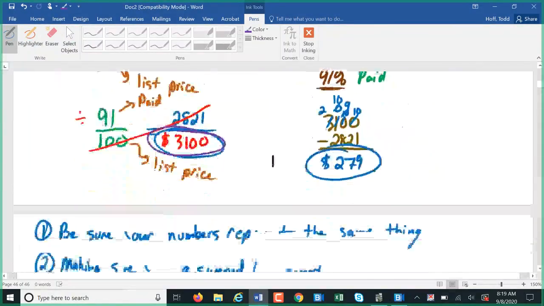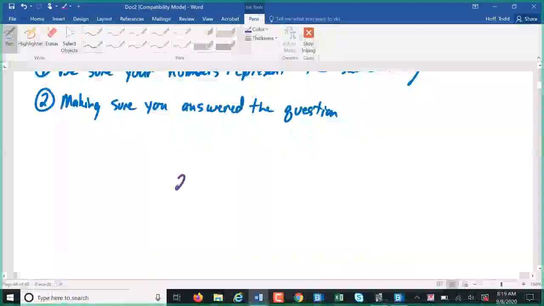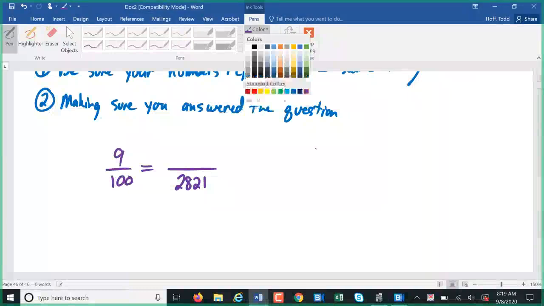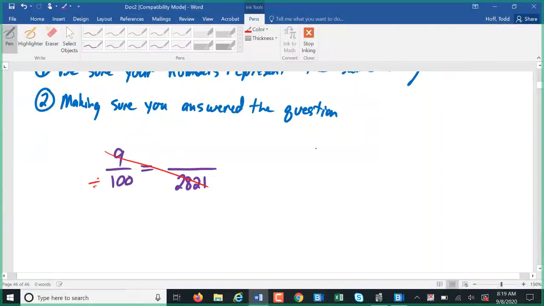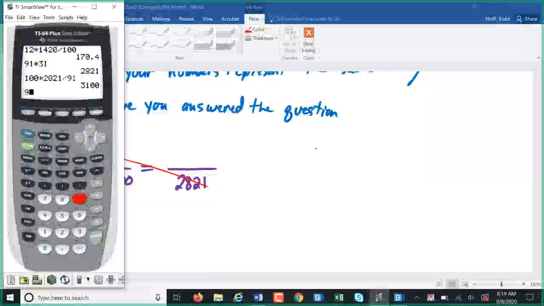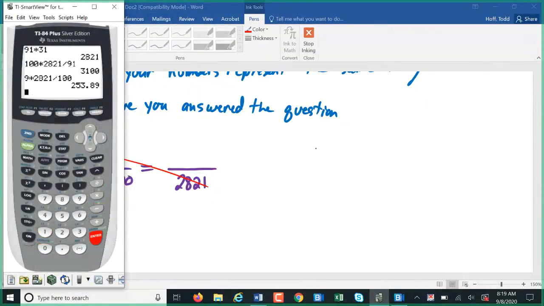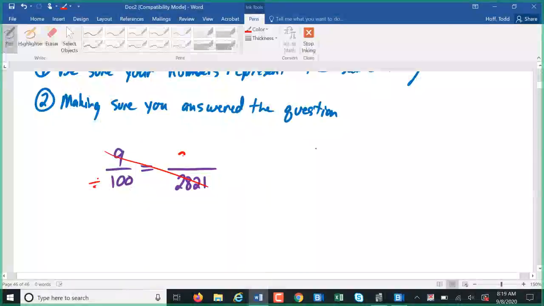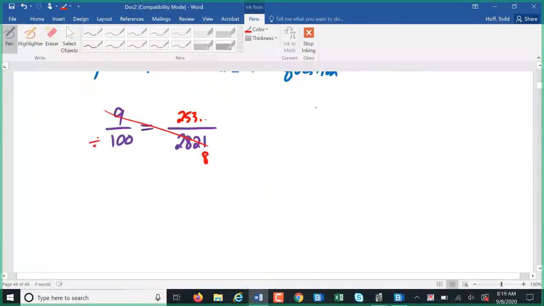In this question, if we had taken that 2821 and found 9% of it, nine times 2821 divided by 100 is $253.89. Now, we had $279 as our answer for the discount. So this is actually considerably off.